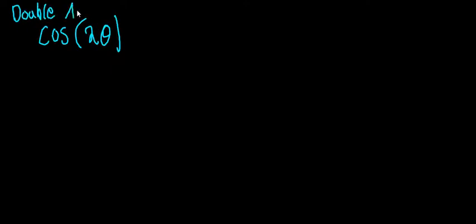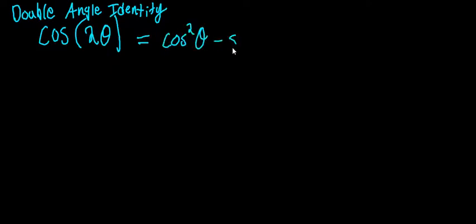It says that the cosine of 2 times theta, this is sometimes called the double angle identity, is equal to cosine squared of theta minus sine squared of theta. And let's think for a minute why this is true. To prove that this is true, we could use the angle addition formulas.